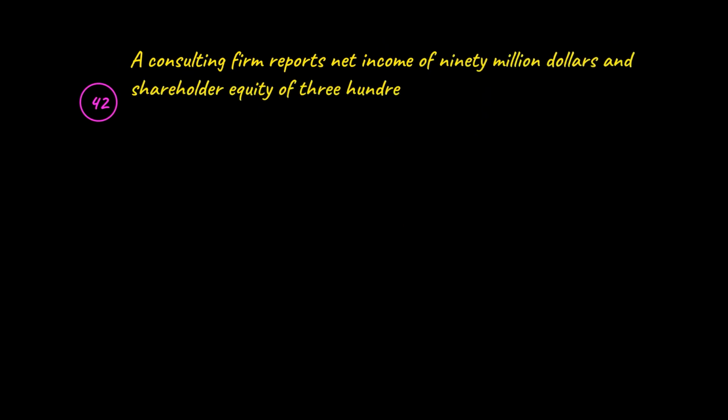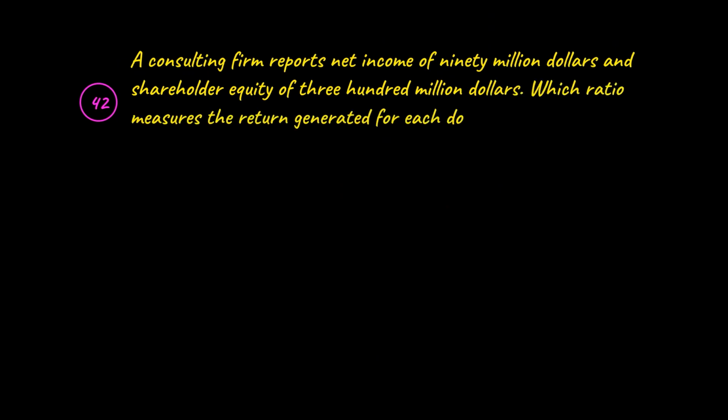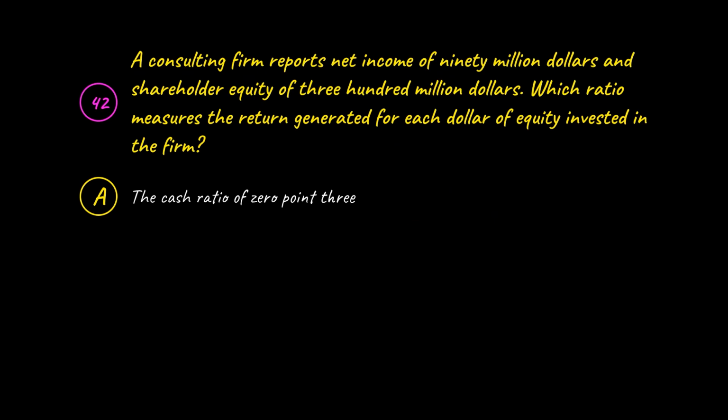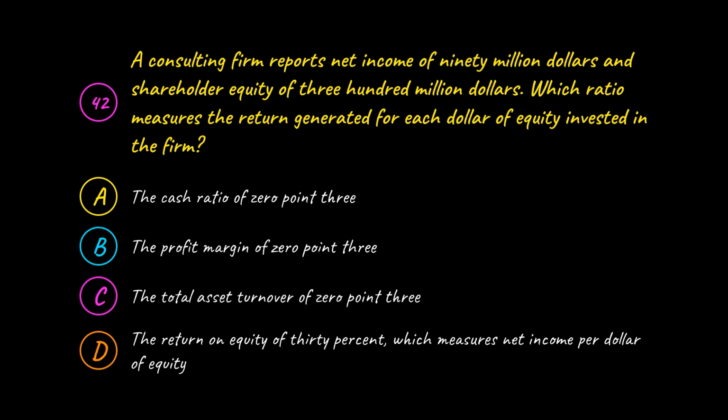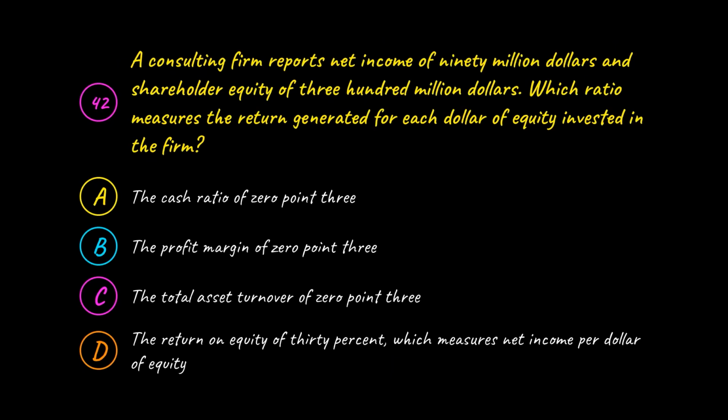Question 42. A consulting firm reports net income of $90 million and shareholder equity of $300 million. Which ratio measures the return generated for each dollar of equity invested in the firm? Your options are A. The cash ratio of 0.3. B. The profit margin of 0.3. C. The total asset turnover of 0.3. D. The return on equity of 30%, which measures net income per dollar of equity. Take a second. Which answer would you pick?